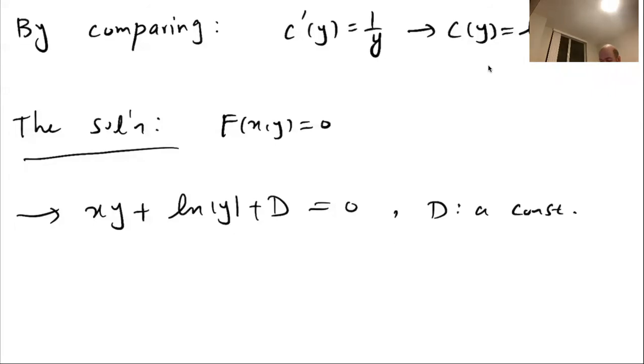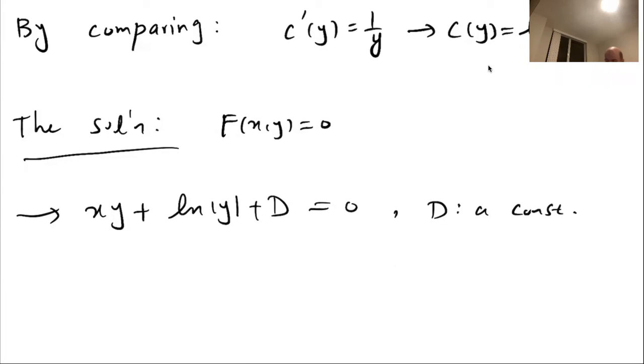And here we don't need to find the constant d because the initial condition is not given. Remember, we always find the constant using the initial condition. Here, the initial condition is not given, so we don't need to find the constant d. We can just leave it as an arbitrary constant.